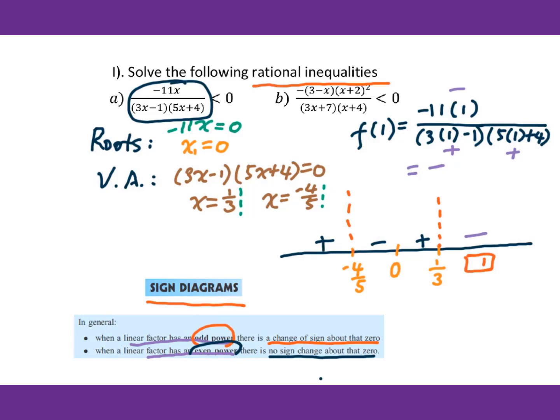We are looking for this rational function less than 0, which means the intervals that have a negative sign are the solution. So we have these two intervals. We can write down the solution like this: negative 4 over 5 to 0, union 1 over 3 to infinity.